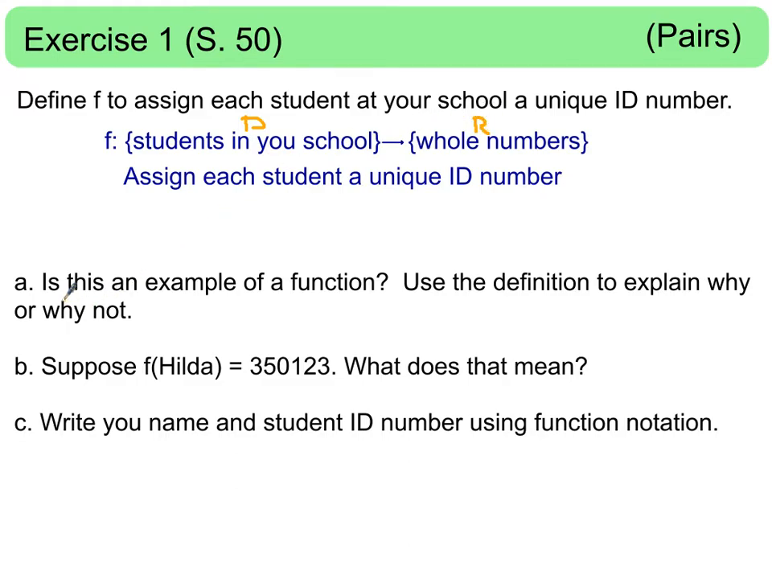So the first thing, is it an example of a function? Why or why not? We would say yes, because if we are in a school and we're assigning all the students in the school a unique ID number, then my ID number as a student or your ID number as a student will not be the same. You and I cannot have the same ID number. So we would say yes, we all have unique ID numbers.